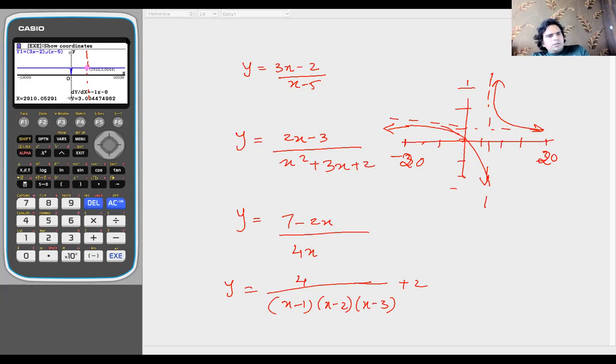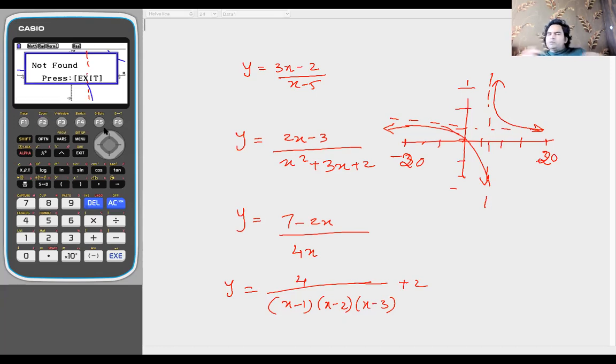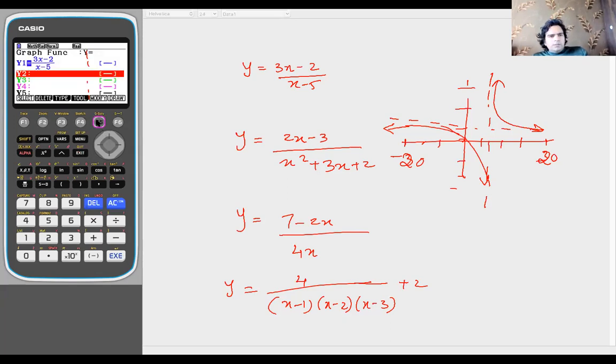Now, how do I find out the roots of the graph? So I'm just reducing back to standard form. When I find out the roots, this G-solve feature, which is the F5 button, if you press it, you're going to get roots. You can just find out where the graph cuts the x-axis. G-solve max: there is no maximum because there is no turning point here.